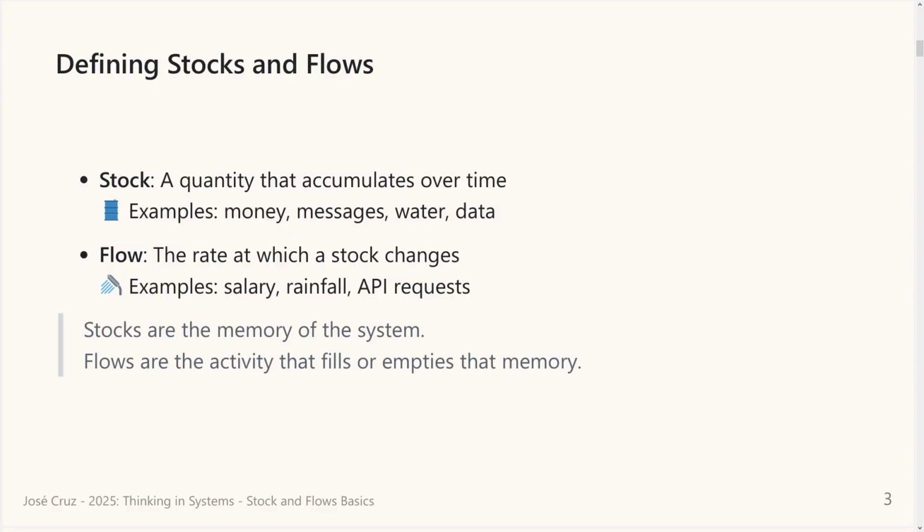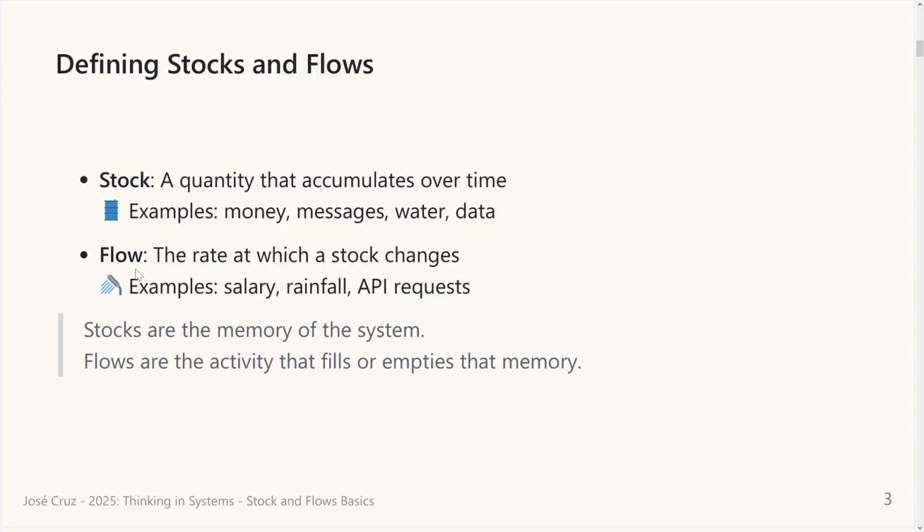What is a stock? It's a quantity that accumulates over time. And it doesn't matter what the subject is. You can see money in your wallet, in your bank. Maybe it's messages in a messaging system like Kafka or other kinds of messaging systems. Water that you can have in a bottle, you can have in a cup. Maybe it's a reservoir of water. Maybe data in a database, in files that you have in a file system. If there is some quantity that can increase and decrease, you have a stock. I think it's quite easy to understand.